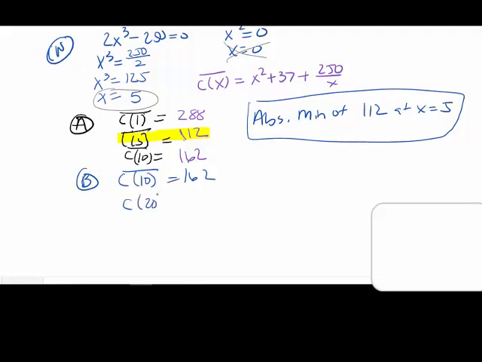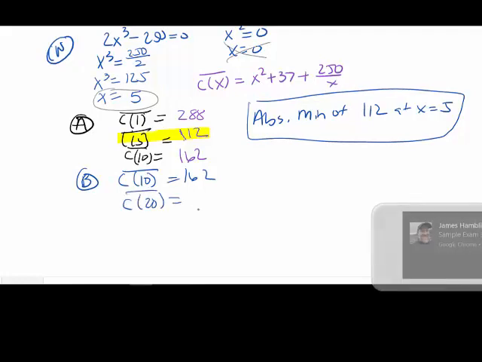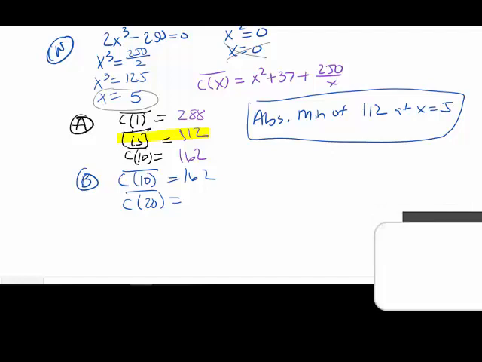So now I need to evaluate again back into this function here. Plug in 20. You plug in 20, you will get 449.2. So now my absolute minimum of 162 at x equals 10.